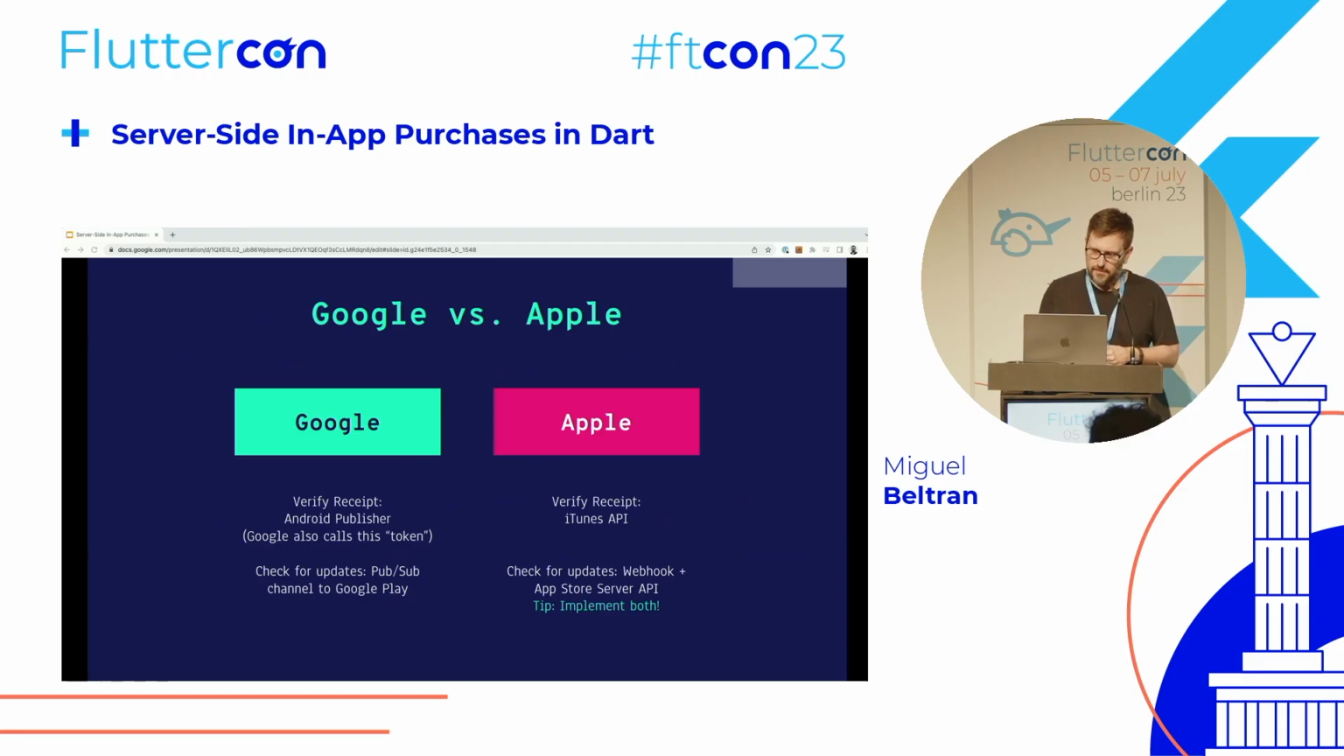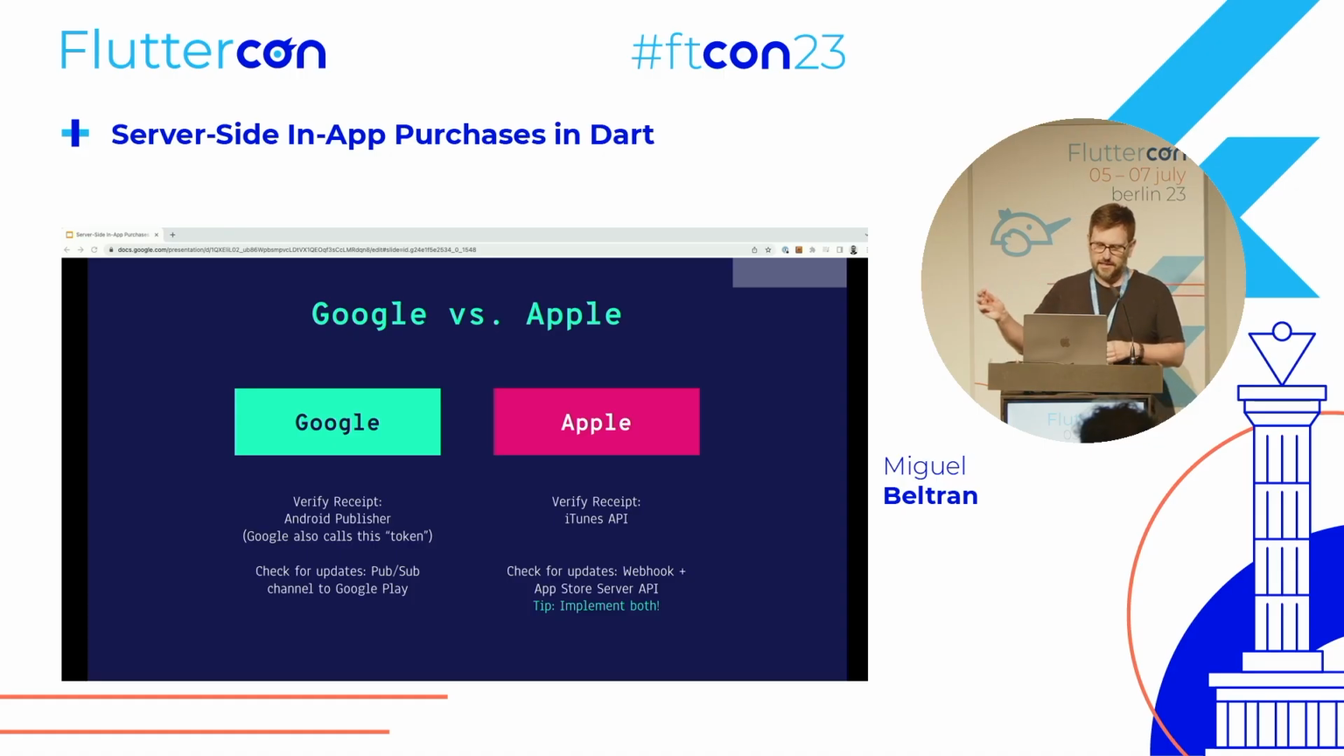When it comes to the APIs, they are slightly different, but they are also suspiciously similar, the two of them. Google and Apple are both providing a method to verify receipts, or kind of an endpoint. In the case of Google, you have the Android Publisher. This is an API that you can use to get information about your purchase. Here you have to pass the receipt, and Google calls this a token. So if you look at the documentation, you will see the name token everywhere.